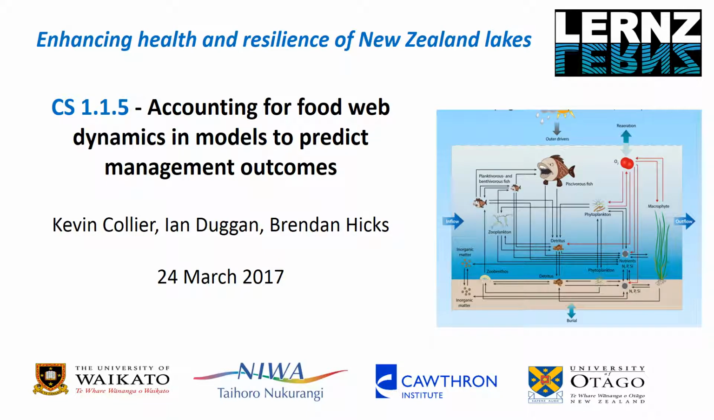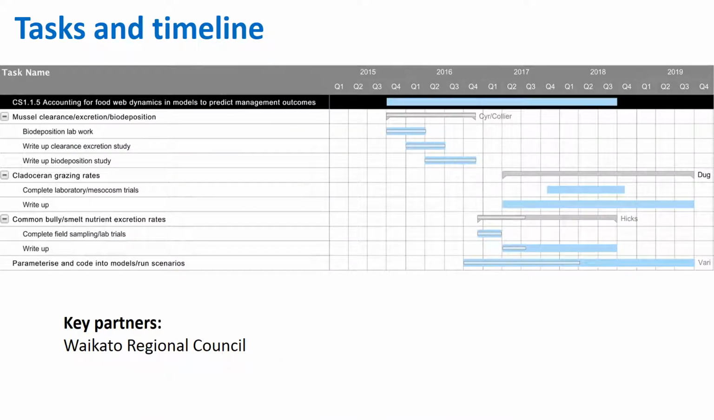So this is a summary of critical step 1.1.5, accounting for food web dynamics and models to predict management outcomes. Key contributors in this critical step are Ian Duggan and Brendan Hicks, and also Matt Allen. Okay, so this is a Gantt chart of the various milestones associated with the critical step.